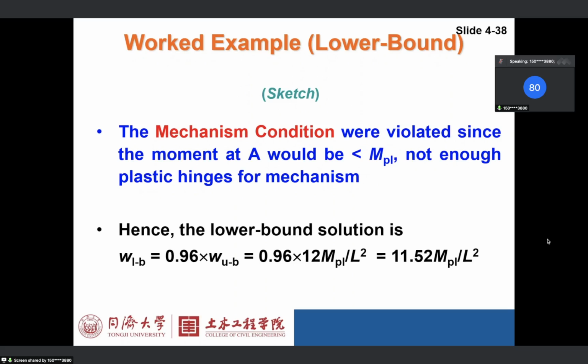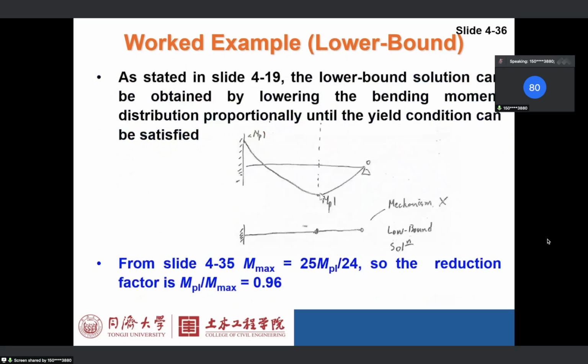You can do that, it's totally fine, because the upper bound solution and lower bound solution are now very close to each other. So it's up to the engineers to determine if a repeated calculation is needed. Let's look back at the bending moment diagram, something like this.